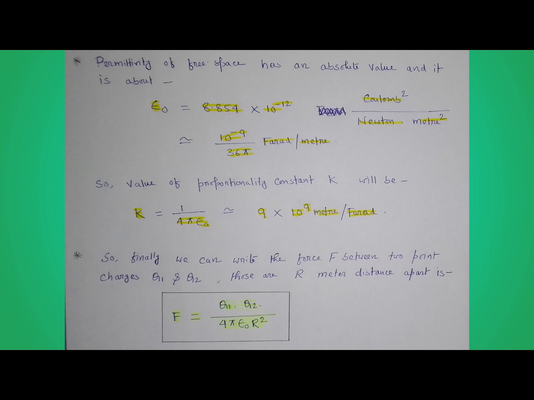So finally we can write the force F between two point charges Q1 and Q2 that are apart from each other by r meter, putting the value of proportionality constant K, that is 9 into 10 to the power 9 meter per farad. So the force acting between the charges F equal to Q1 Q2 by 4 pi epsilon 0 r square.